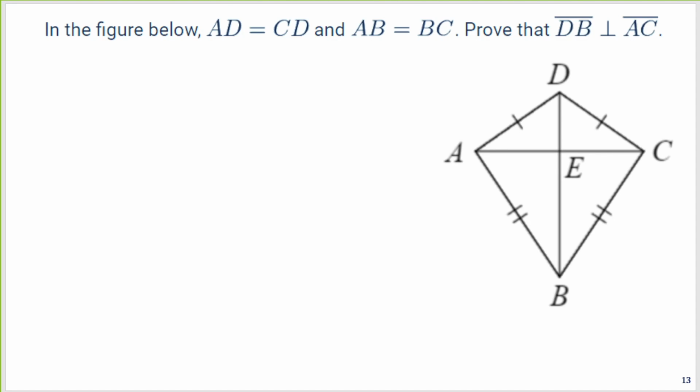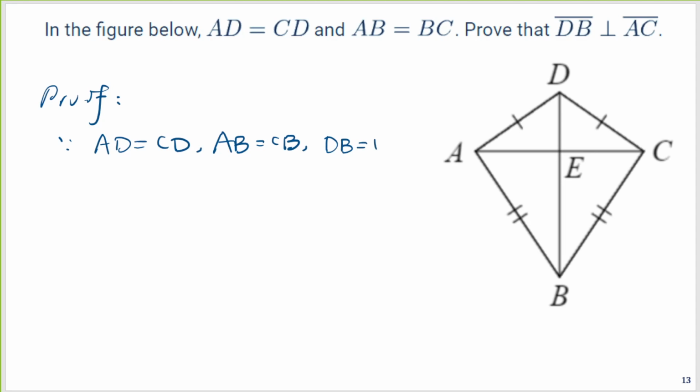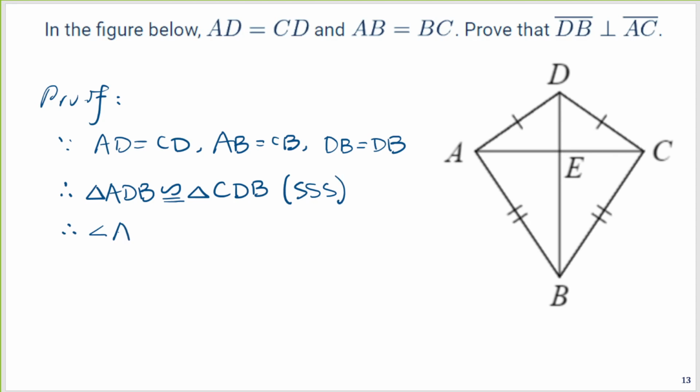Okay, let's have a look at the solution together. You can prove it like this, because first of all, AD equals CD, AB equals CB, and DB equals DB, right? So first of all, we can prove the left triangle here is congruent with the right triangle here, right? We have triangle ADB is congruent with triangle CDB by SSS, right? Therefore, the corresponding angles are equal.